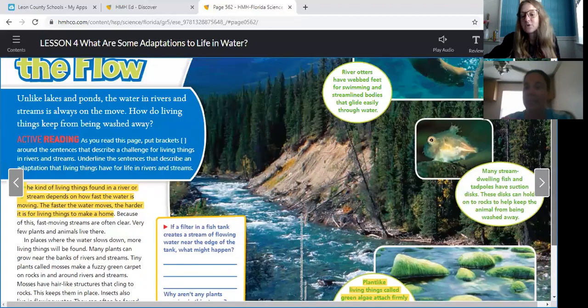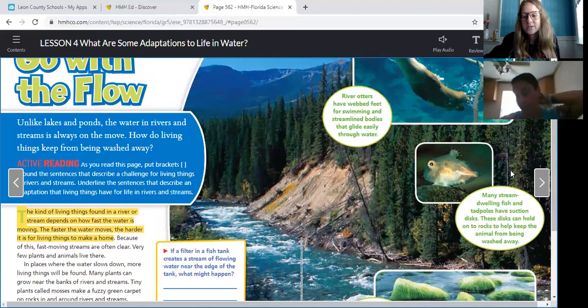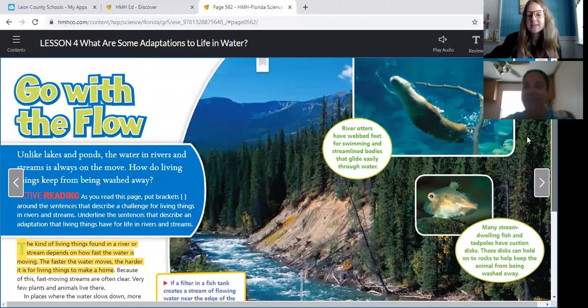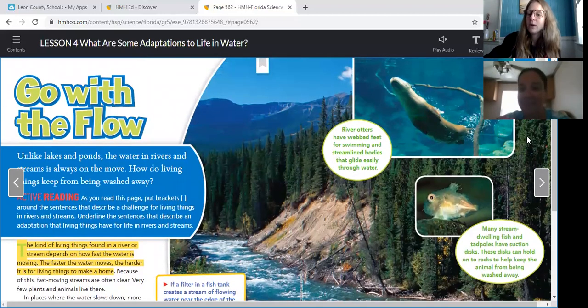Many stream-dwelling fish and tadpoles have suction discs. These discs can hold on to rocks to help keep the animal from being washed away. And river otters, just like that turtle on the previous page, have webbed feet for swimming and streamlined bodies that glide easily through the water.